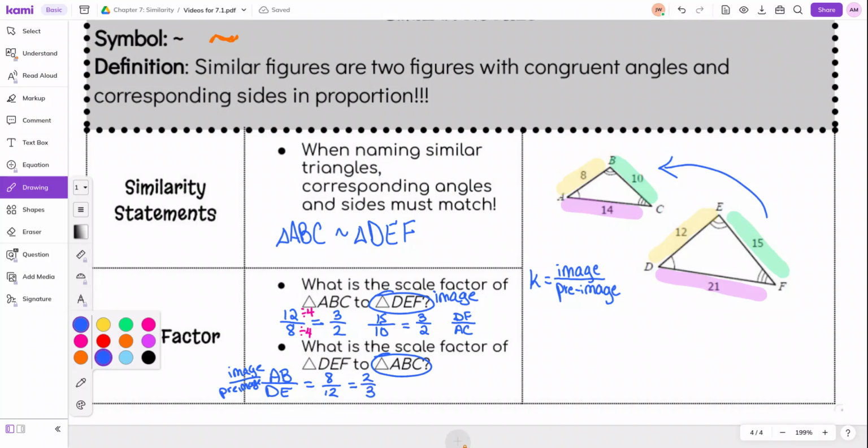And I'm just verifying in my own brain when I finish that I've made sure that my image is on top, and that if it is a reduction, my scale factor should be less than 1. And if it's an enlargement, my scale factor should be greater than 1.